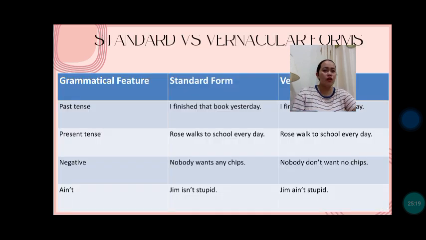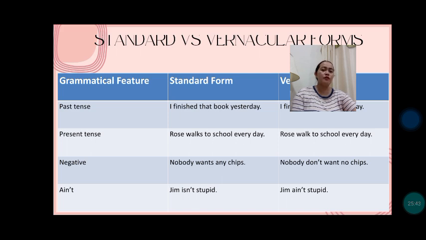Next, we have standard versus vernacular forms. Here we can see an example of standard and vernacular grammar. For example, "I finished that book yesterday." This is the standard form. However, in the vernacular, it states "I done finished that book yesterday."